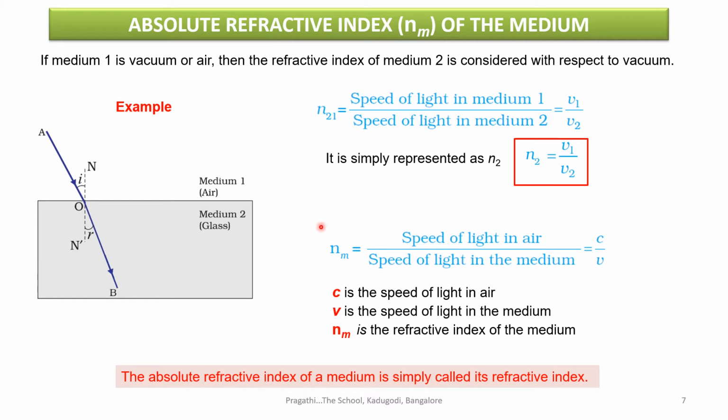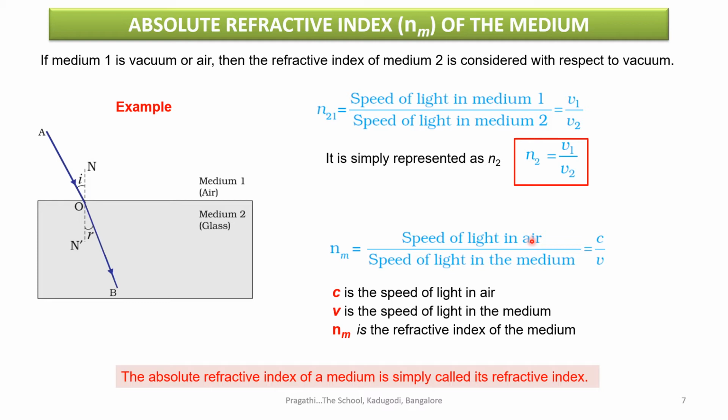Then coming to the absolute refractive index. What is absolute refractive index? nm is the absolute refractive index. Always check that it will be the speed of light in air divided by the speed of light in the medium. The speed of light in air will be common. We have to consider the speed of light in air. What is the speed of light in air?